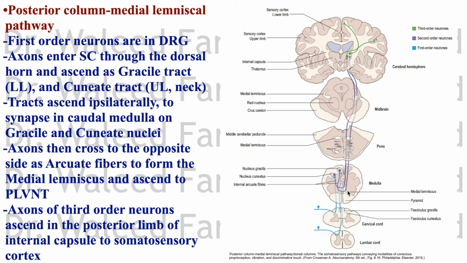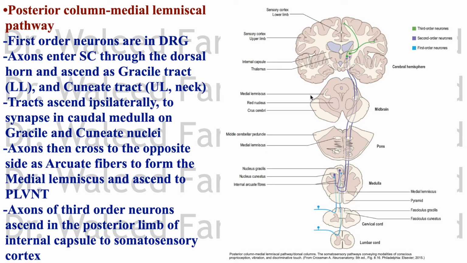Axons then cross to form the internal arcuate fibers. Also we saw that in sections of the medulla. They form the medial lemniscus, which ascends adjacent to the MLF near the middle. The medial lemniscus ascends through the brainstem. It becomes transverse, remember, in the pons, and then synapses at the third order neuron, which is the posterolateral ventral nucleus of the thalamus. Now axons of the third order neurons ascend in the posterior limb of the internal capsule, as we studied before in horizontal sections of the brain, to the somatosensory cortex.